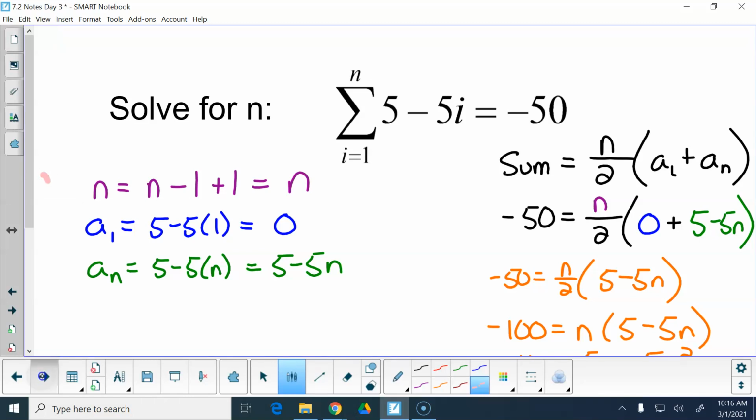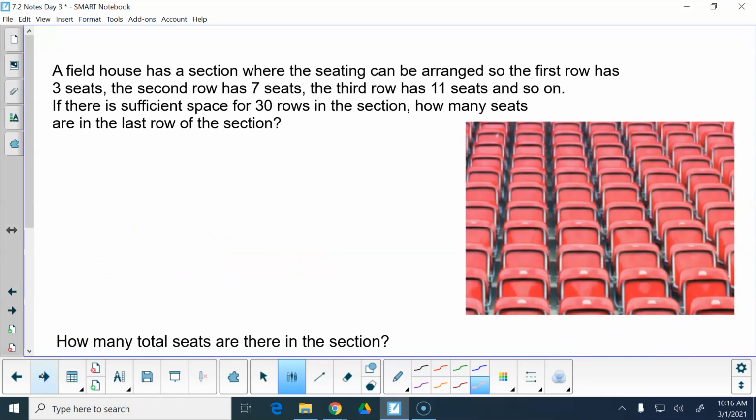All right, let's do it. A field house has a section where the seating can be arranged. So the first row has 3 seats. The second row has 7 seats. Third row has 11 seats, and so on. If there is sufficient space for 30 rows in that section, how many seats are in the last row of the section? And how many total seats are there in that section?